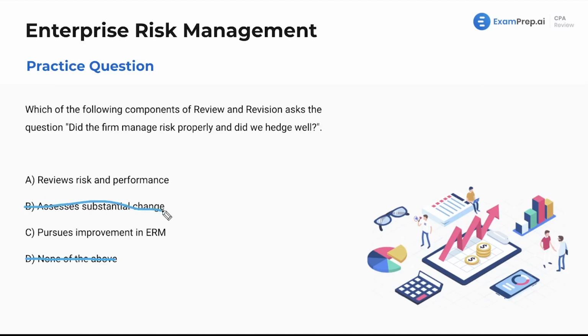Letter A. Not to say that I would take the risk of just being able to think about this on the exam. Again, I would memorize it. Pursues improvement in ERM. Not really what we're looking for as well there. We're concerned with, did we manage risk well? Well, review risk and performance. Did we hedge well? So I would go with letter A here.